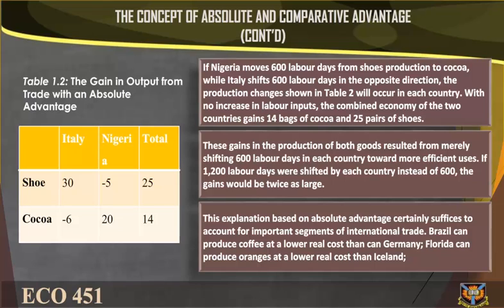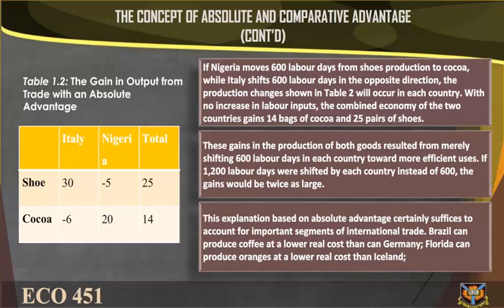With no increase in labor inputs, the combined economy of the 2 countries gains 14 bags of cocoa and 25 pairs of shoes. These gains in the production of both goods resulted from merely shifting 600 labor days in each country toward more efficient uses. If 1,200 labor days were shifted by each country instead of 600, the gains would be twice as large. Table 1.2, the gain in output from trade with an absolute advantage.